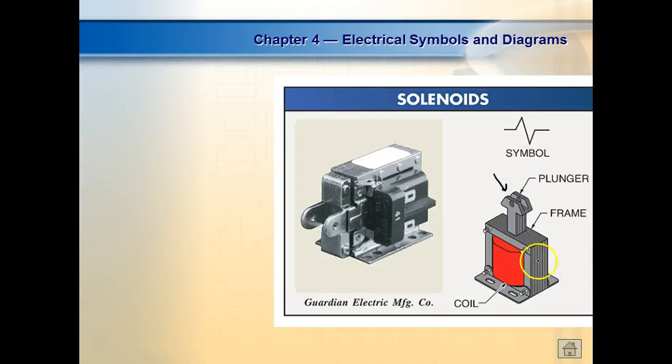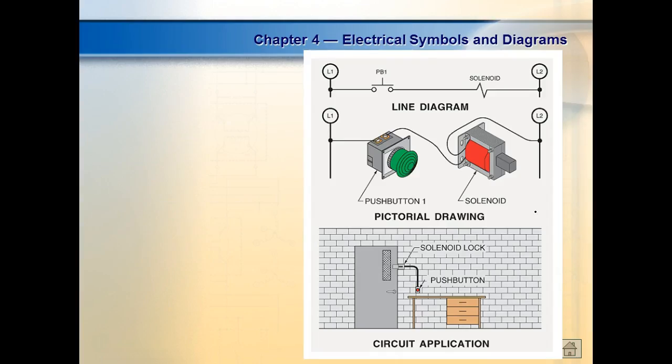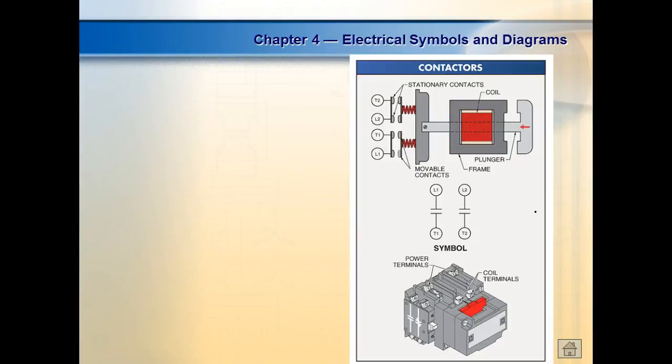So this guy right here is the armature. We put power on the coil. What happens? It causes this guy to move. It's just as simple as that. And what do we do to get a relay? We just attach that armature to what? To contacts.